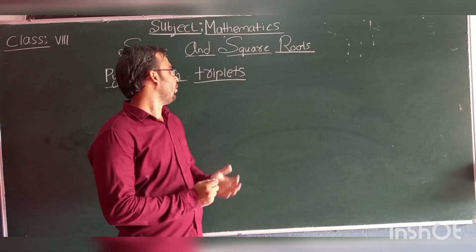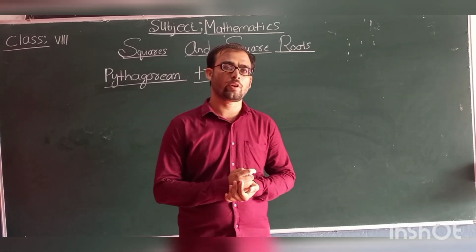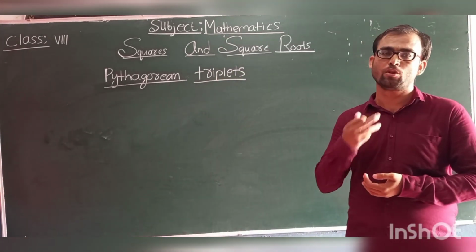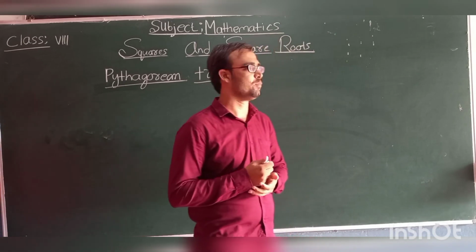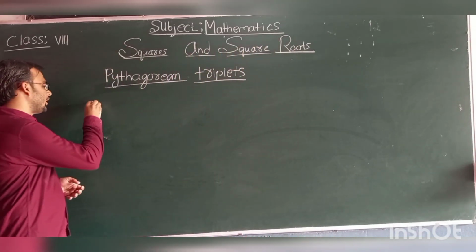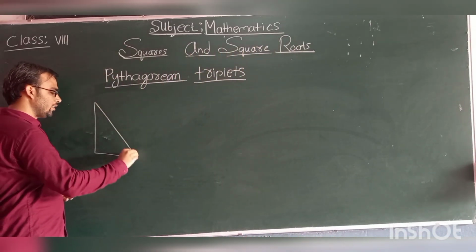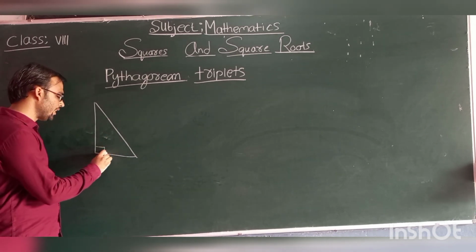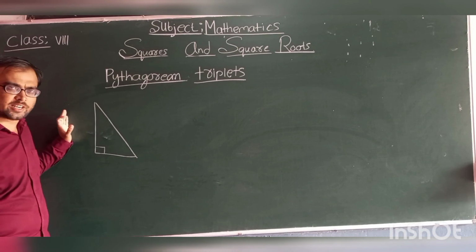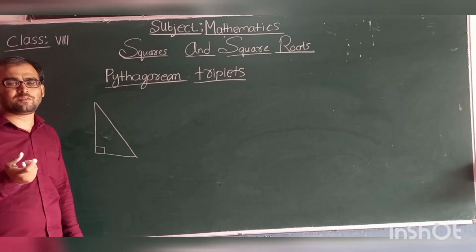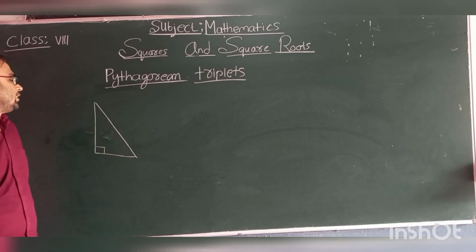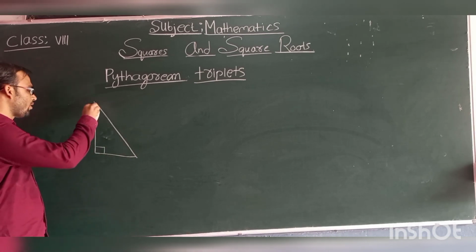Students, now we'll see what is meant by Pythagorean triplets. Okay. So before knowing what is meant by Pythagorean triplets, first we need to know what is meant by Pythagoras theorem. Okay. So look here. Pythagoras theorem deals with the right angle triangle. What is a right angle triangle? If in any triangle one of the angles is 90 degrees, then that triangle is named a right angle triangle.